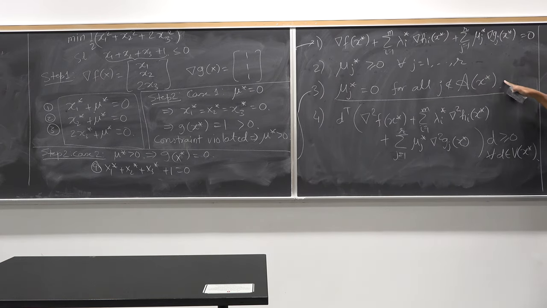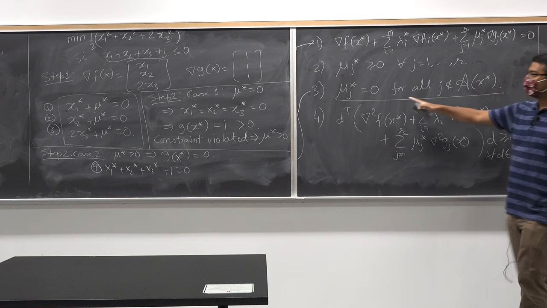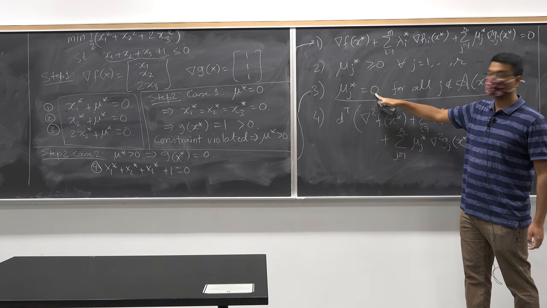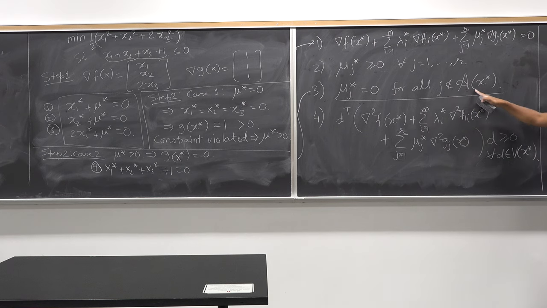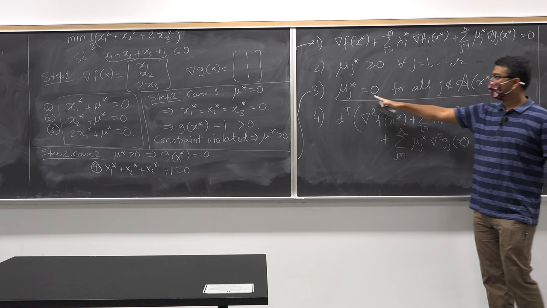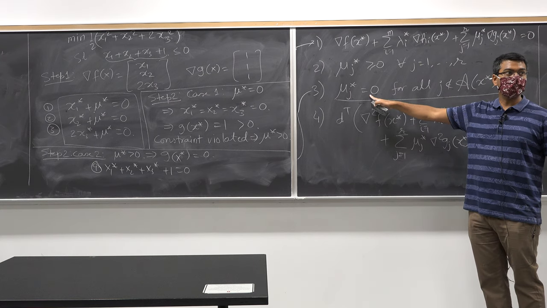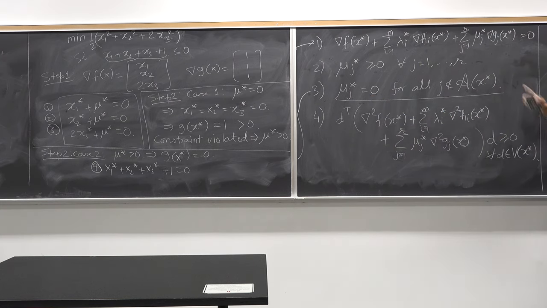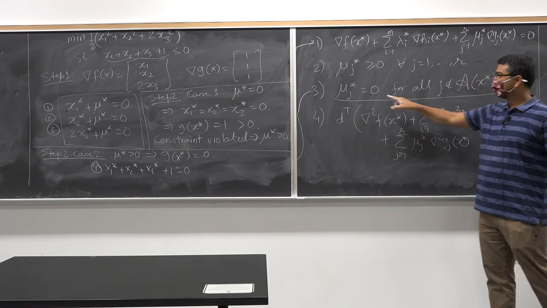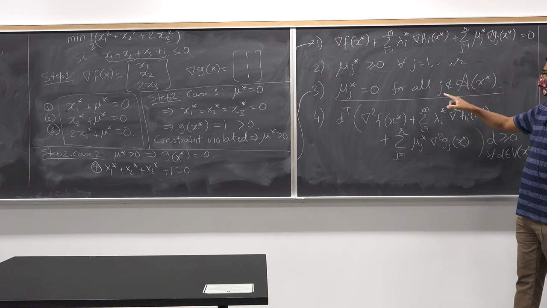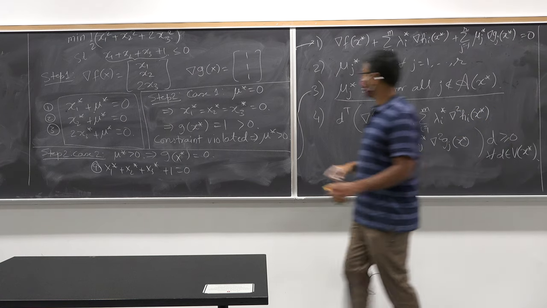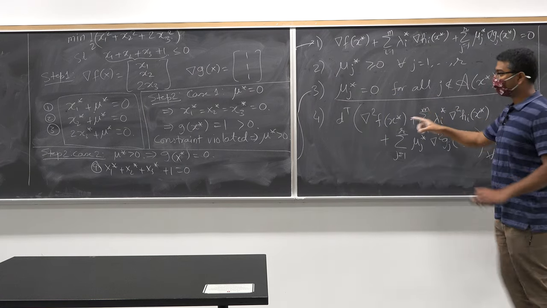Third line. So the third line is mu j star is equal to zero for all j that are inactive. So for all inactive constraints, the corresponding Lagrange multiplier should be equal to zero. The opposite statement, the contrapositive of this statement, is: if j is active, then mu j star... The contrapositive is right here.